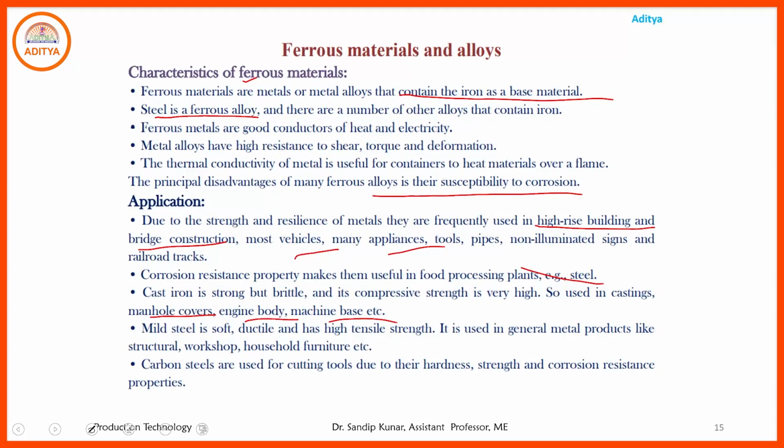Mild steel is a soft ductile material and it also has high tensile strength. So those materials have particular applications like structural, workshop, household applications. Different applications have different materials. And carbon steels are also used as cutting tools. For example, high speed steel is used as a cutting tool in conventional machining processes.